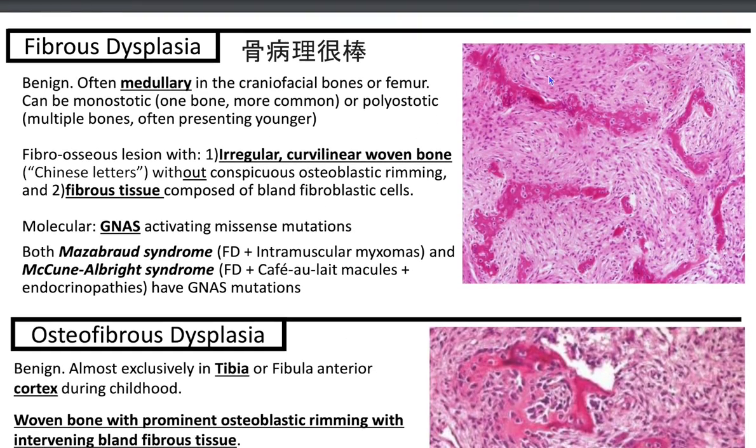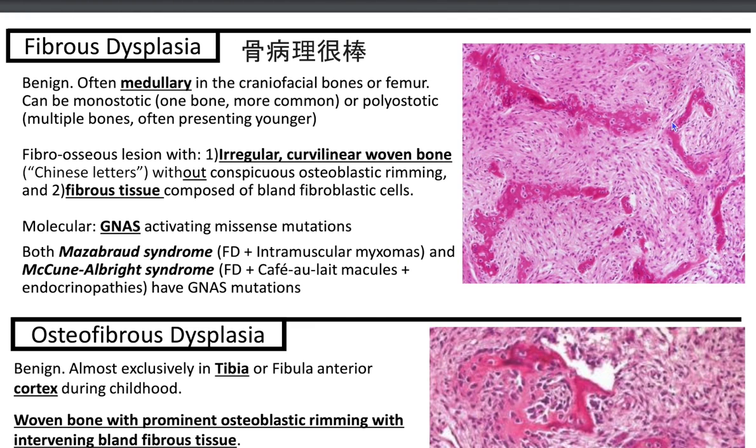Fibrous dysplasia, from low power, looks like Chinese characters. These are benign, often medullary in the craniofacial bones or femur. They can be monostotic or polyostotic. You'll have these irregular, curvilinear woven bone without conspicuous osteoblastic rimming. And you'll see fibrous tissue composed of bland fibroblastic cells. These are GNAS activating missense mutations.